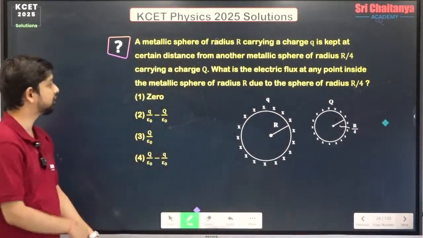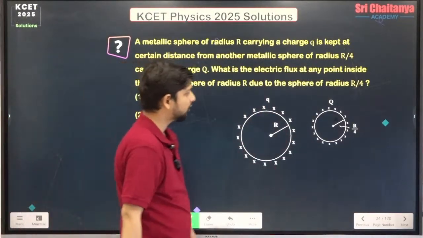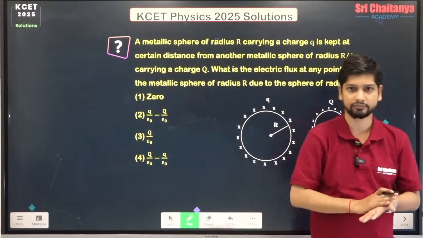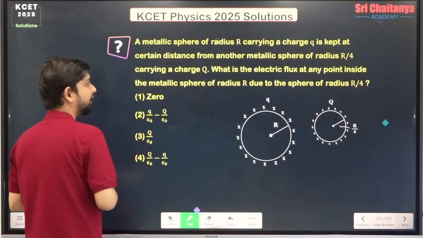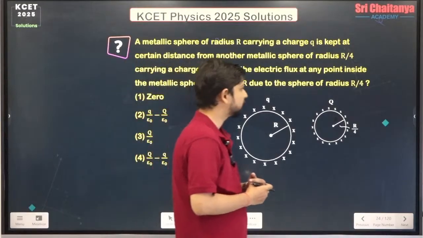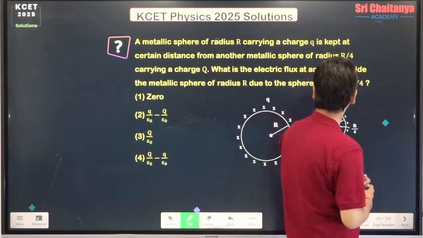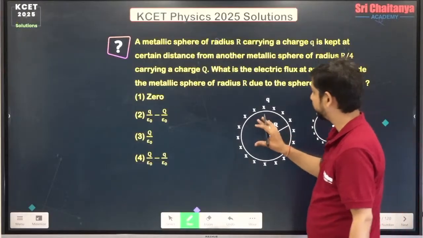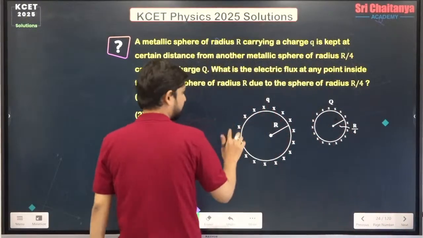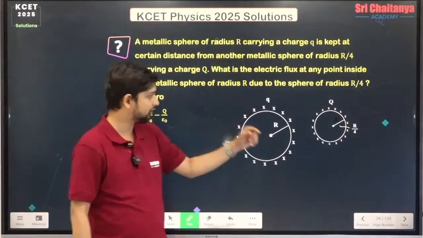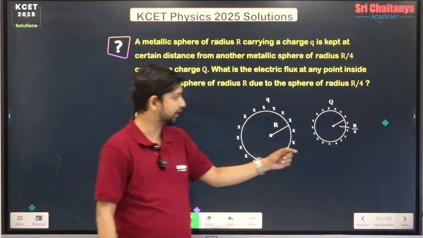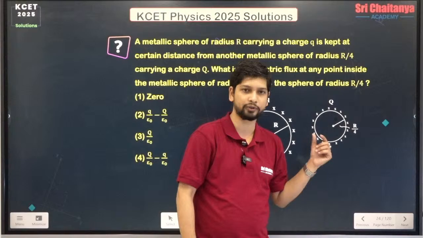Okay, so here is the next question. Read out this question. A metallic sphere of radius R carrying a charge q is kept at a certain distance from another metallic sphere of radius R by 4. So there are two spheres, one having small q charge and another having capital Q charge, one having capital R radius and another having capital R by 4 radius. Now we have to find the electric flux at any point inside the metallic sphere of radius R.